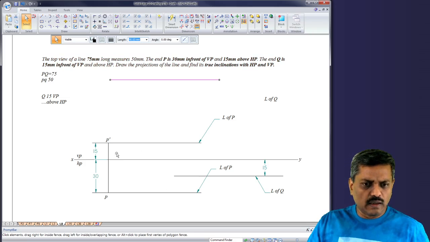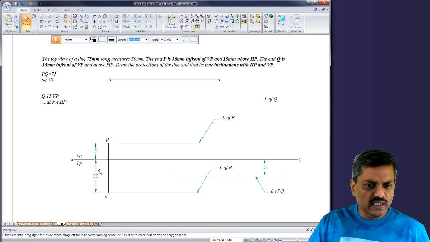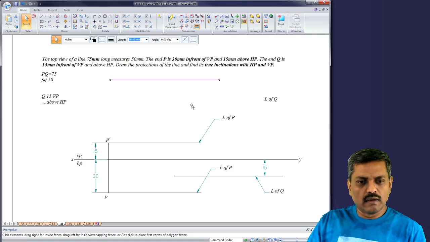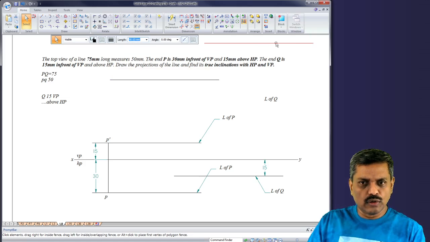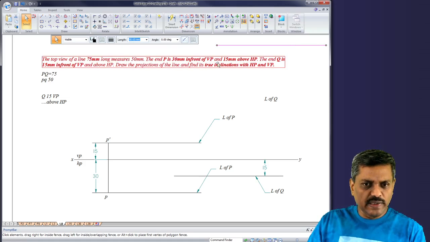I've already projected the endpoint P. You must understand that this is not line AB, this is the line PQ as per the data given. It is 15 mm above HP and 30 mm in front of VP, so the front view lies here and the top view lies over here in its own locus. And the locus of Q in top view is given, that is 15 mm in front of VP, but it is above HP. So I have marked just the locus of Q, but we do not know where it lies exactly. Now we shall try to solve this problem with the remaining data.